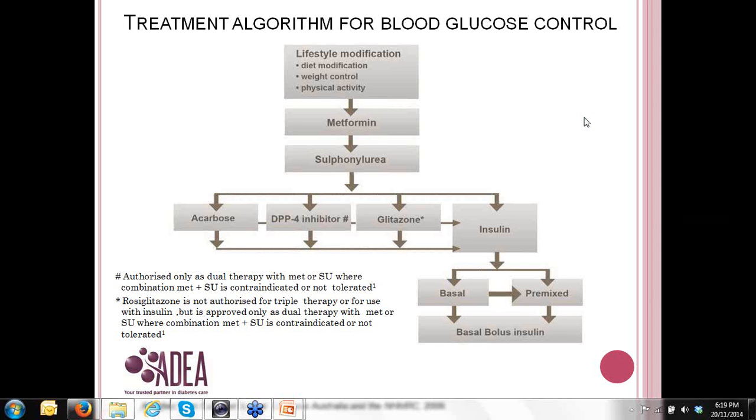No, that's okay. I was just going to explain. This is supposed to have a big red cross through it, this treatment algorithm. So it's the previous one. Okay, good. So we'll move on now. Yes.